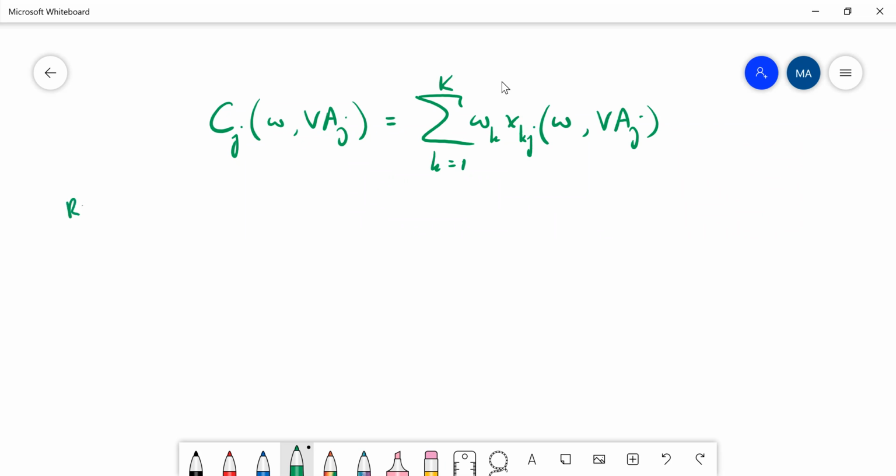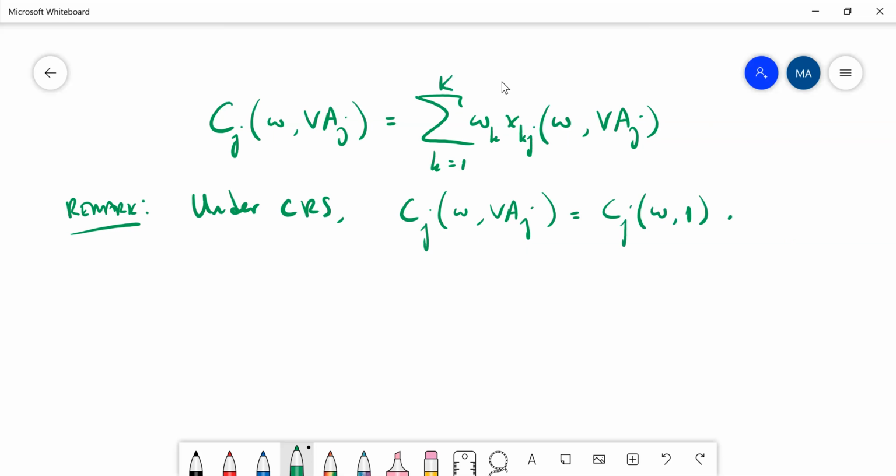Now, here's an important result. Under constant returns to scale, we have this. So we can write this function in this way. So basically, we can separate this into that. This result is very important. If the production function is constant returns to scale, then we can separate the total cost function into 2 components. This is the unit cost.